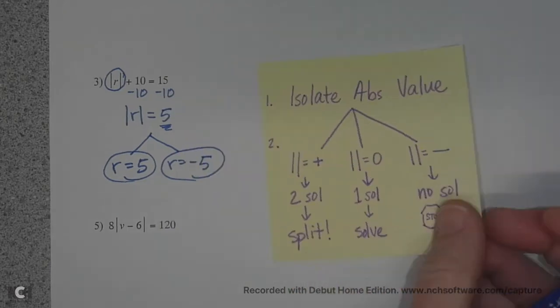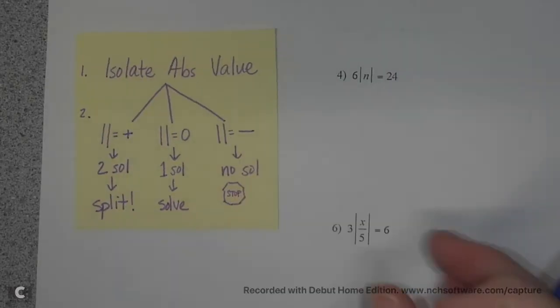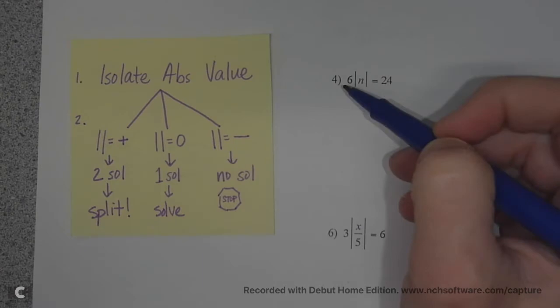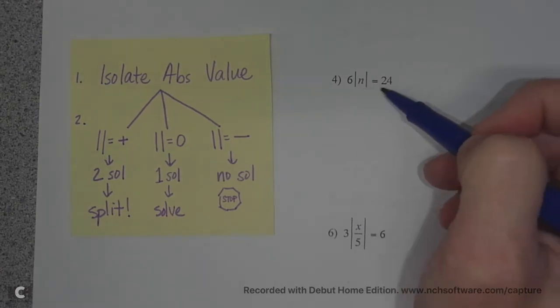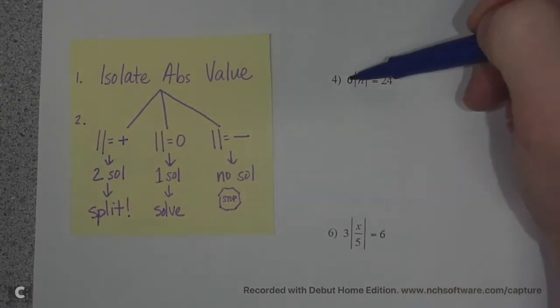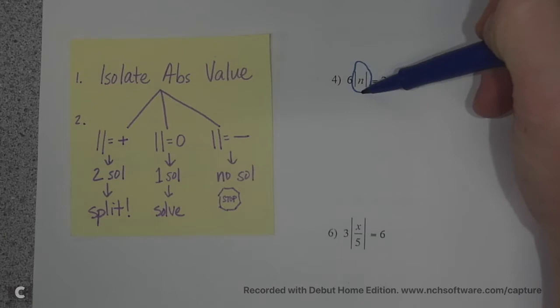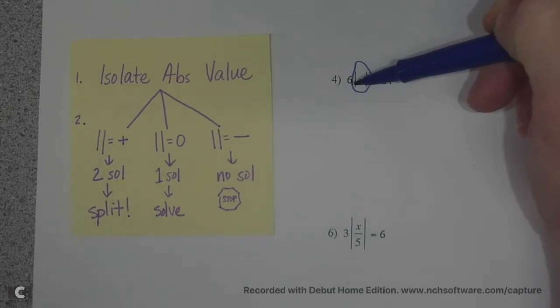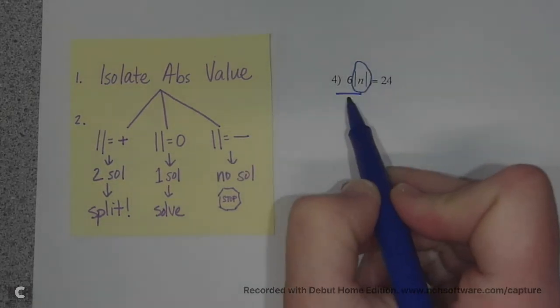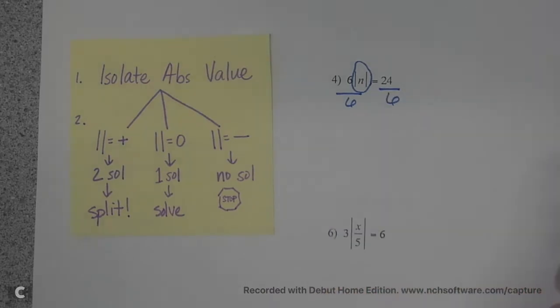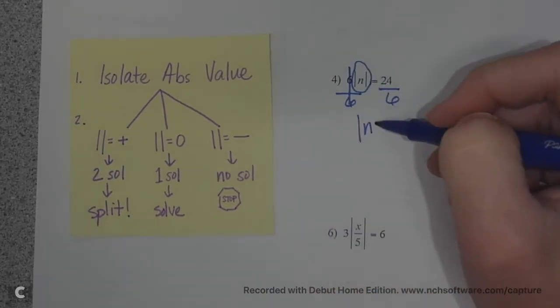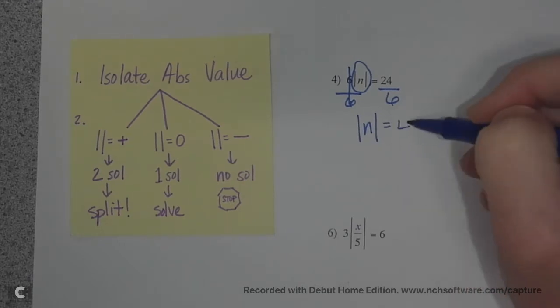Okay, let's keep going. Problem number 4. 6 times the absolute value of n equals 24. All right, so again, this is multiplication here. 6 times the absolute value of n. We need to get the absolute value of n by itself, so that means we need to get rid of that 6. Let's do the opposite of multiplication, which is division. So we're dividing by 6 on both sides. Those cancel out, you're left with the absolute value of n equals 4.